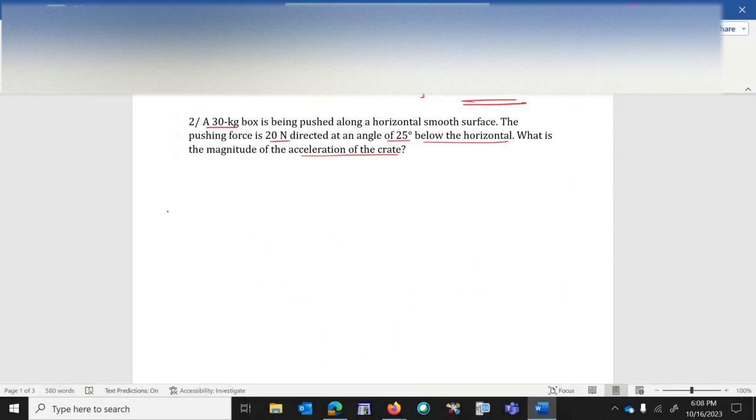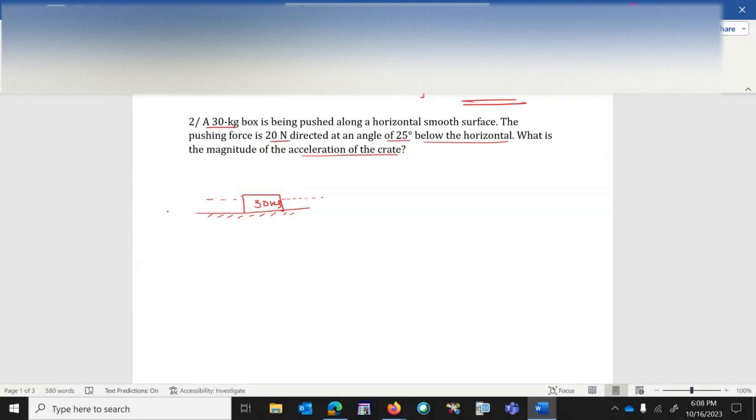So, again, it's always good to have the diagram to understand the question. This is a horizontal surface, and my box is somewhere here, which is the 30 kilogram box. Then you push it below the horizontal. You can take any horizontal line here.